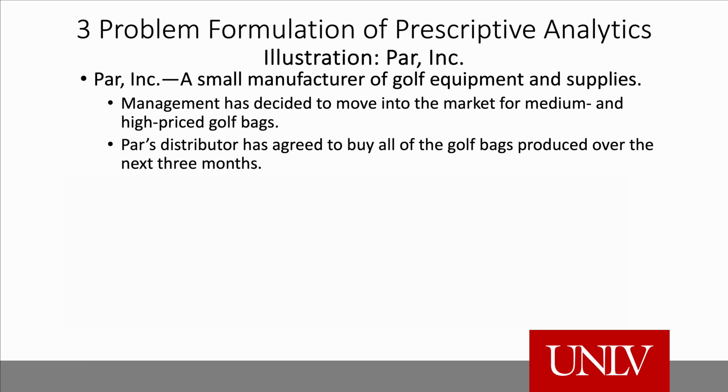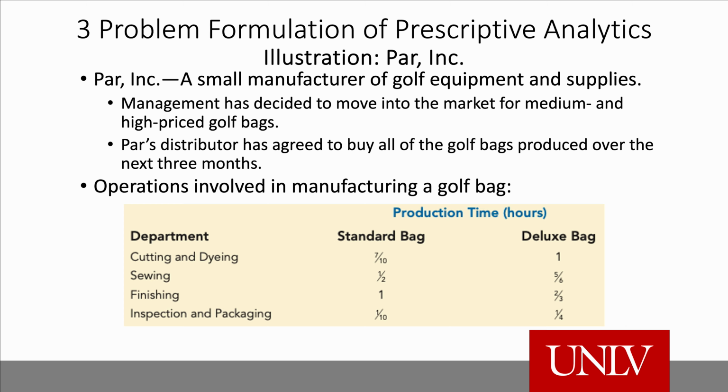They gave PAR a clear goal: to maximize profit under limited production resources. So the company plans to produce two models, a standard bag and a deluxe bag. Each model requires time in 4 departments: cutting and dyeing, sewing, finishing, and inspection and packaging.